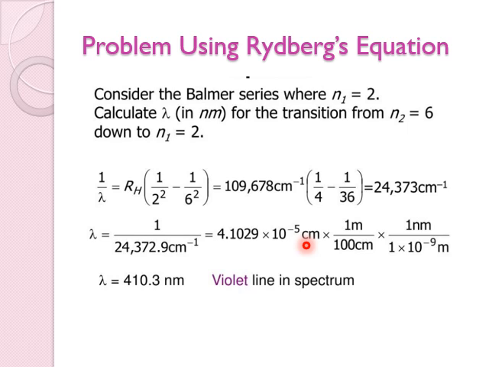1 meter is equal to 100 centimeters. So we divide by 100 centimeter, and it cancels out. For 1 meter to nanometer, we divide by 1 times 10 to the power of minus 9, so that will be cancelled out as well. So you get 410.3 nanometer. This is the violet line in the spectrum. We have to check with the line.